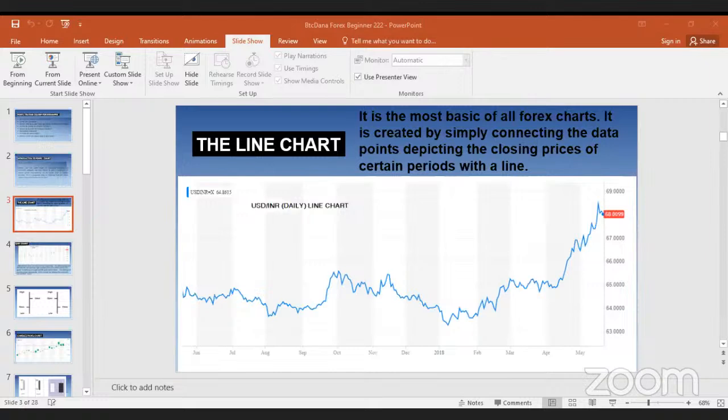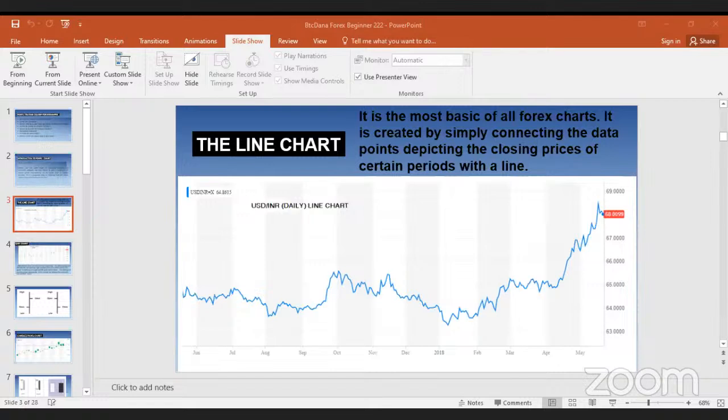Then this is another good example of our bar chart. So this is the open, this is the close, this is the high, and this is the low. This is for a bearish market, and this is for a bullish market. A bearish market always opens from the top and closes below, while a bullish market always opens from below and closes at the top.